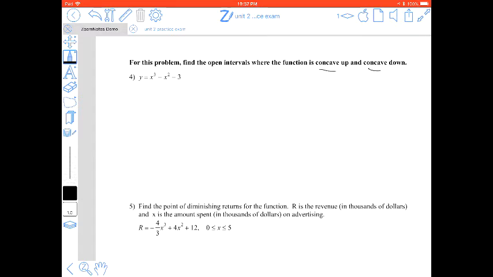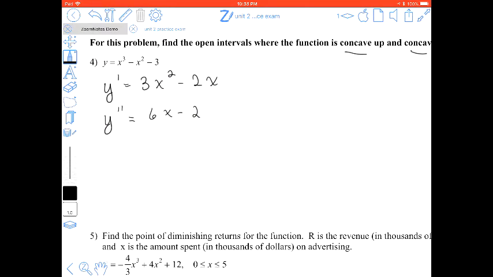All right, concavity is found with the second derivative. So we find the first derivative, and from that we can find a second derivative. And we can set that equal to 0. We get x equals 1/3.